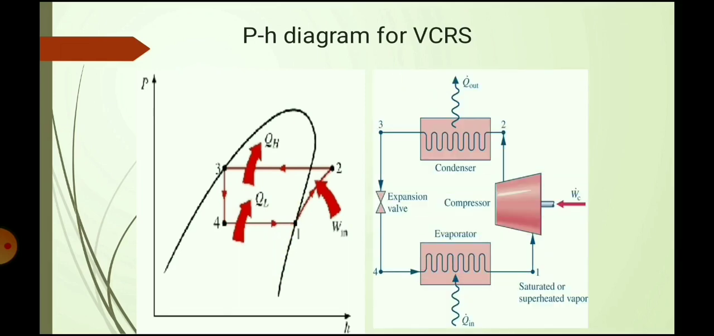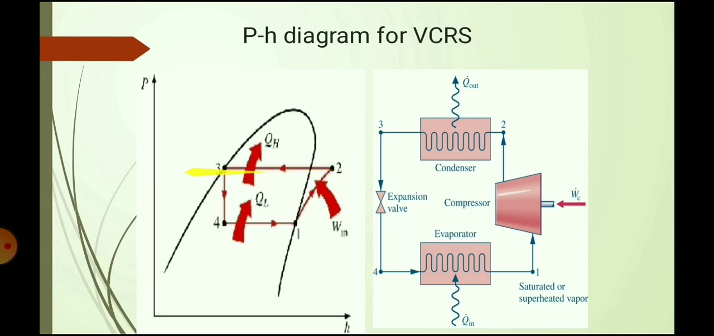The process 1-2 happens in the compressor, and that process is isentropic compression. During this process, entropy remains constant. During this process we have to give work input to the system. This is shown by the process 1 and 2. Clear? Next one is the process 2-3.